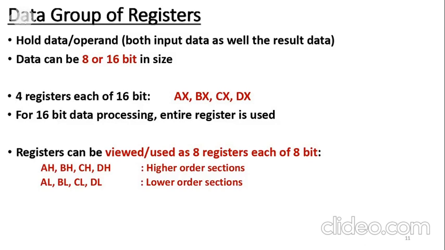It means that the AX, BX, CX, DX registers can be used as a whole 16-bit register in the processing of 16 bits of data, or the higher order section or lower order section of each of those registers can be used to hold 8 bits of data at the time of processing of 8 bits of data here.